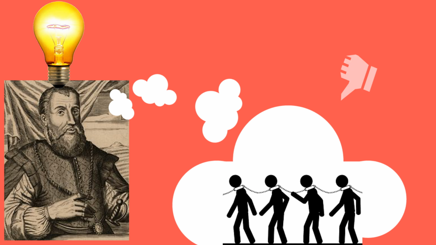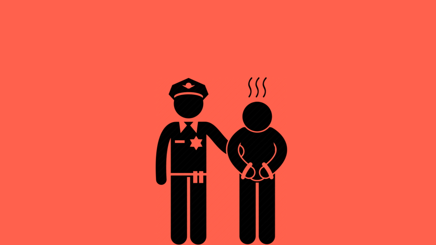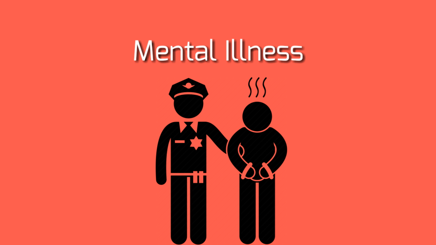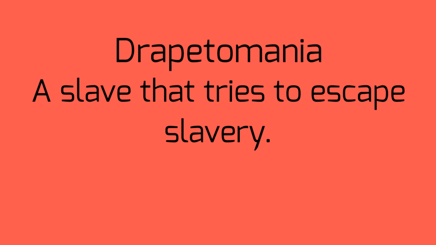If the idea of slavery wasn't bad enough, there was a term that was given to slaves that tried to run away. This term is a mental illness, and runaway slaves were given the diagnosis of having drapetomania, which again means a mental illness of a slave that runs away.